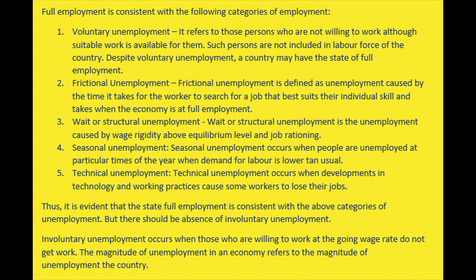Thus, it is evident that the state of full employment is consistent with the above categories of unemployment, but there should be absence of involuntary unemployment. What is involuntary unemployment? Involuntary unemployment occurs when those who are willing to work at the going wage rate do not get work. The magnitude of unemployment in an economy refers to the magnitude of involuntary unemployment in the country.